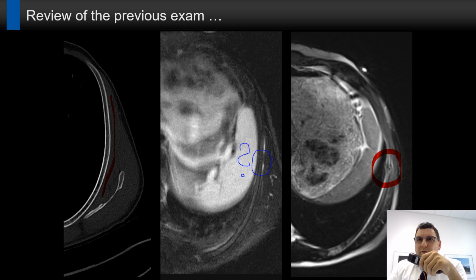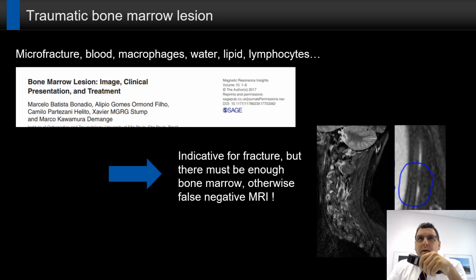Again, I did ultrasound, X-ray, CT and MRI. In this case, I was not able to see the rib fracture, and 12 days later there was a fracture. What could be the problem? Well, in MRI you need a certain amount of bone marrow space to see the bone marrow edema. In the rib, usually you only have a little bit of bone marrow, and there's a lot of cortex as well. So this could be the issue why I could not see any traumatic bone marrow edema here.